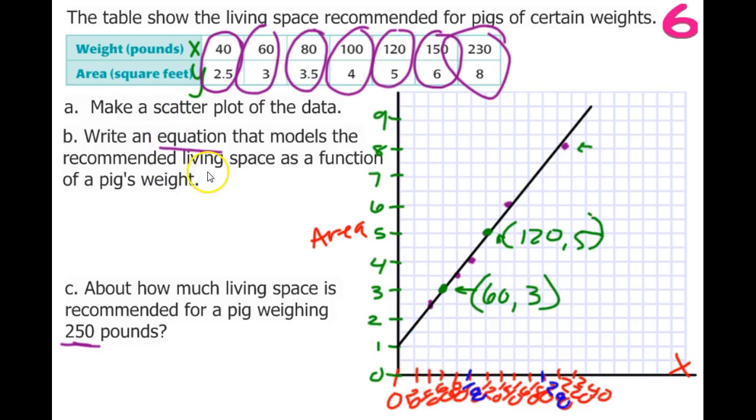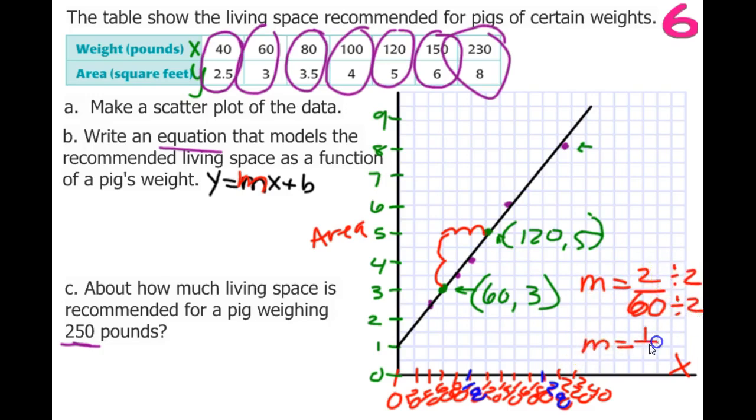So next we need to write an equation. We want an equation in the form y equals mx plus b. So I'm working on finding my slope right now, m. So let's count rise over run. When I count up this way though, I need to count every other line is 1, 2. So I'm rising 2. And I'm running, each one here is 20. 20, 40, 60. 2 over 60. And I can simplify that by dividing by 2. That would give me 1 over 30. So my slope is 1 over 30.